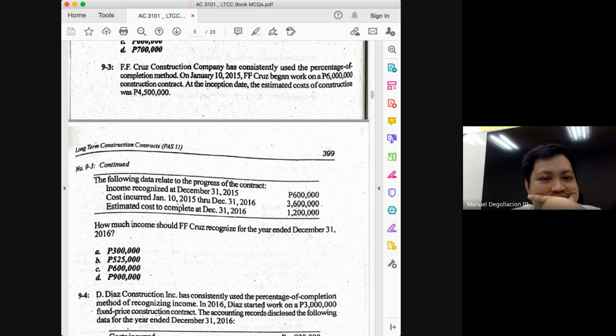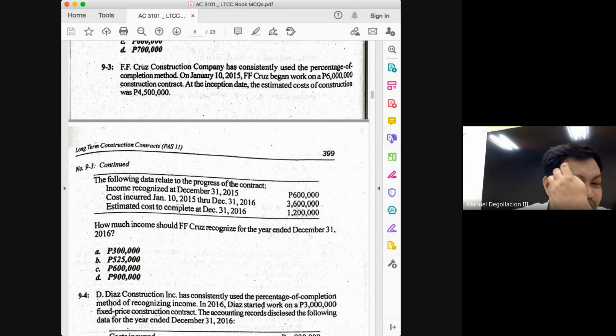The following data are given. Income recognized at December 31, 2015, 600,000. What does this represent? This represents your RGP in 2015. You have here 3,600,000. Based on the terms we have discussed earlier, what does this amount represent? This is your cost incurred to date as of 2016. And then, the estimated cost to complete at December 31, 2016, is 1,200,000.